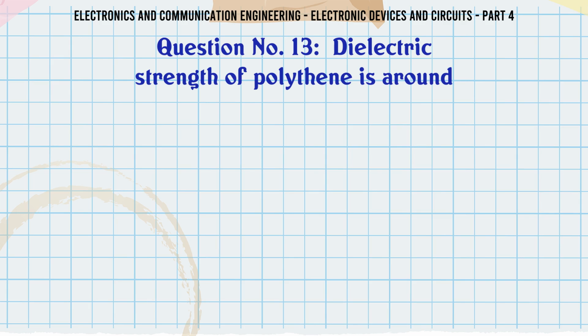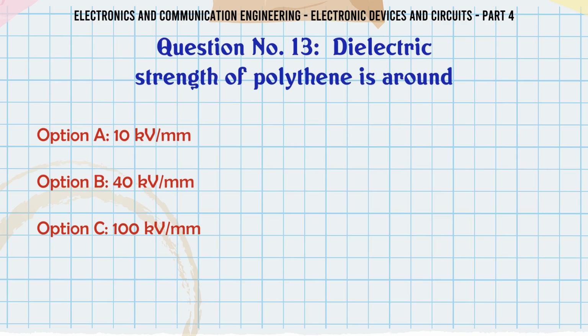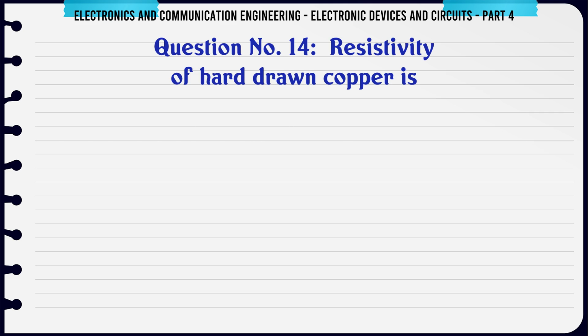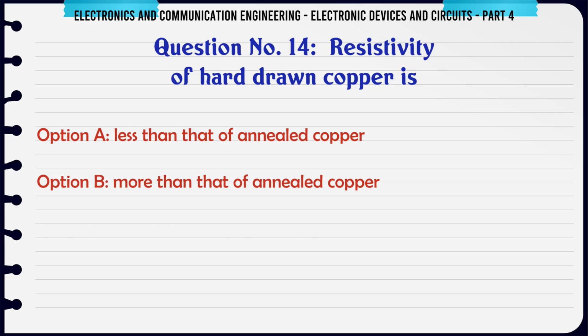Dielectric strength of polythene is around: A. 10 kV/mm, B. 40 kV/mm, C. 100 kV/mm, D. 140 kV/mm. The correct answer is 40 kV/mm.